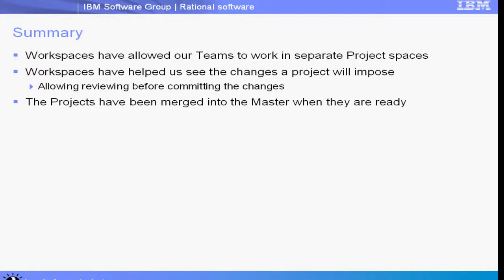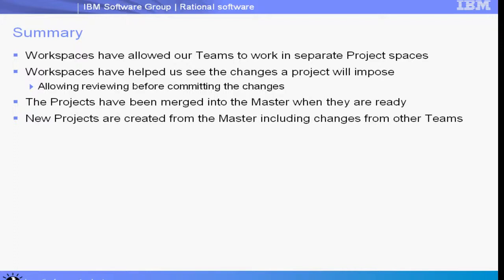In our demo, we saw how Team 1's work went into the master workspace, whilst Team 2 continued to work, and Team 2 could merge their work in when they're ready. We saw how new projects are always created from the master workspace. This enables changes from other teams to be seen and used, effectively meaning that collaboration occurs from published versions of projects, so people are not working against projects which are not yet complete.